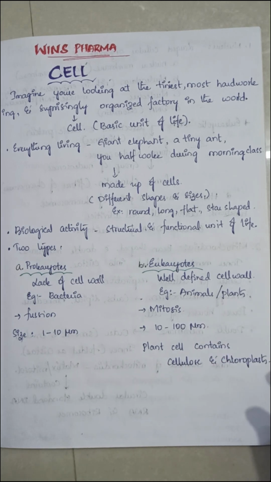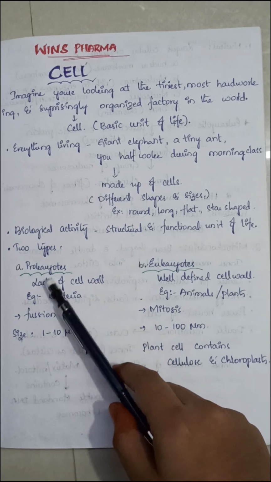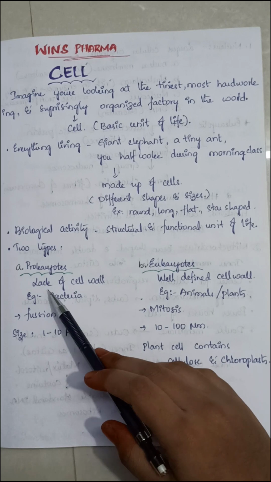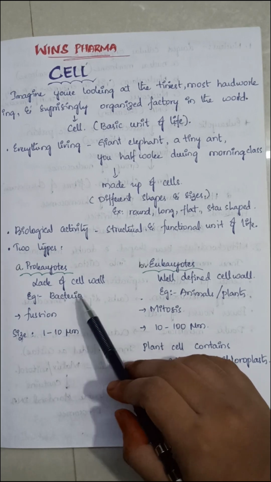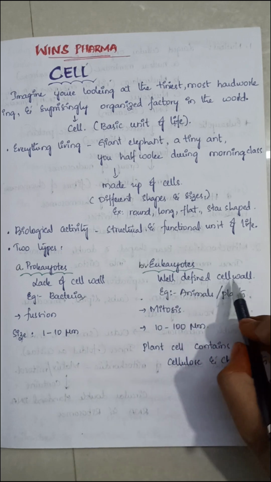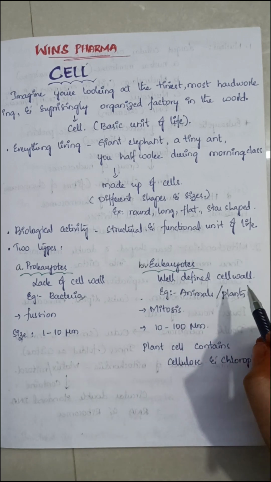Cells are divided into two major types: prokaryotes and eukaryotes. What are prokaryotes? Prokaryotes lack a well-defined nucleus, for example bacteria. Eukaryotes have a well-defined nucleus, like plants and animals.